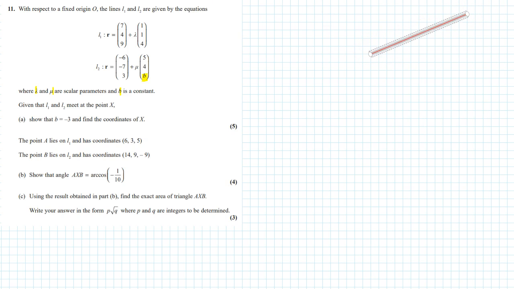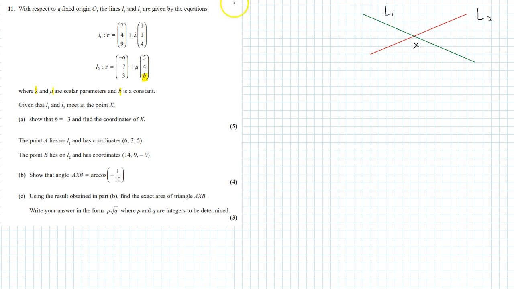So if this is L1 and this is L2, they are meeting at point X. Show that b is -3 and find the coordinate of X. So find the coordinate of X.